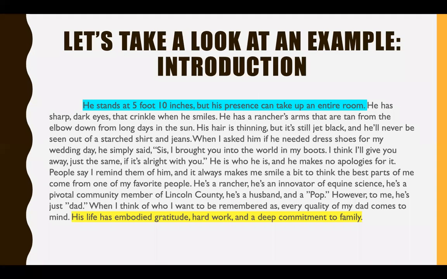So here's that example that I'm talking about, my dad, and this is my introduction for this essay. He stands at 5'10", but his presence can take up an entire room. He has sharp, dark eyes that crinkle when he smiles. He has rancher's arms that are tan from the elbow down from days in the hot sun. His hair is thinning, but it's still jet black, and he'll never be seen out of a starched shirt and jeans. When I asked him if he needed dress shoes for my wedding day, he simply said, "Sis, I brought you into the world in boots. I think I'll give you away just the same if it's all right with you." He is who he is, and he makes no apologies for it.